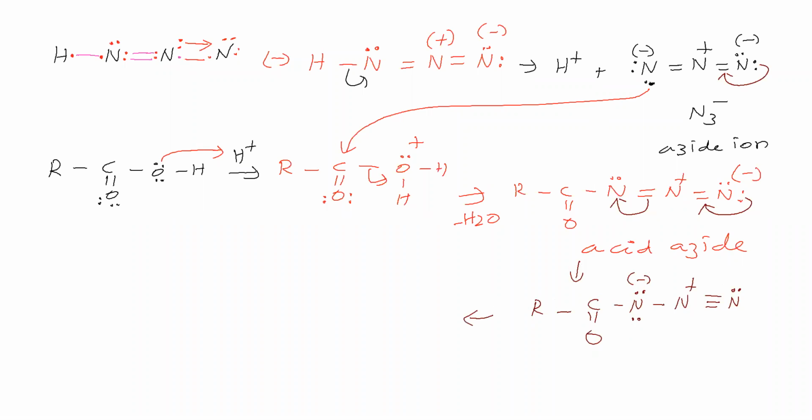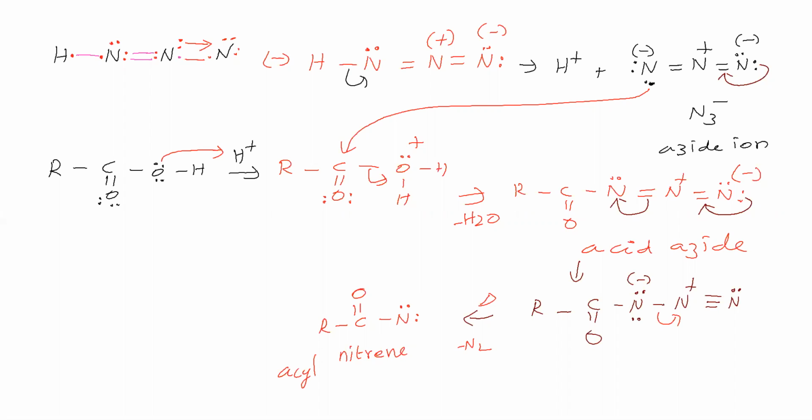Next, what happens? You see this bond is shifting like this. That means N2 leaves, so we get RCO with N having two lone pairs. This is called a nitrene. If nitrogen has 6 electrons in its valence shell, it is called a nitrene. This nitrogen has two lone pairs and one bond, therefore 6 electrons in its valence shell, therefore a nitrene. RCO is called the acyl group, therefore it is called acyl nitrene. So in this step, on warming, N2 leaves and we get acyl nitrene.